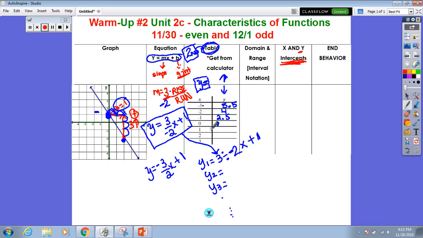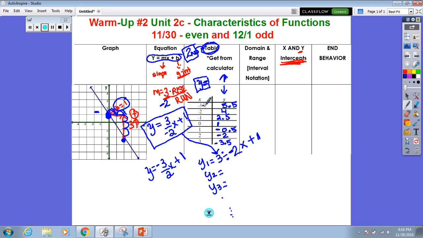When the calculator has 1, we have -0.5. When the calculator has 2, what is your y value? -2. Very good. And when the calculator has the x value of 3, what is our y value? -3.5. Okay? So notice the calculator gave you your table. Much easier than I think you thought that was going to be.